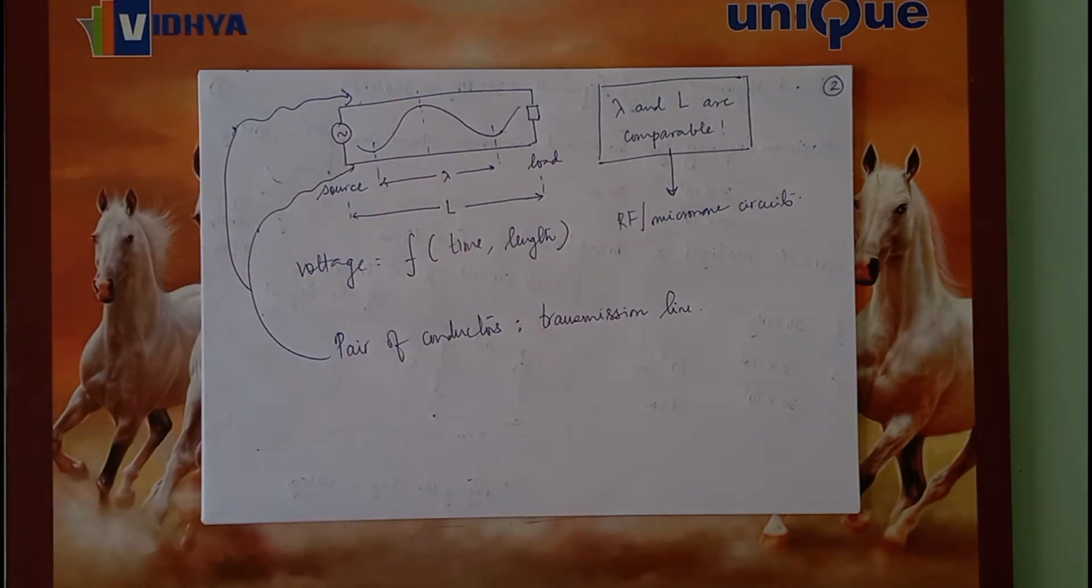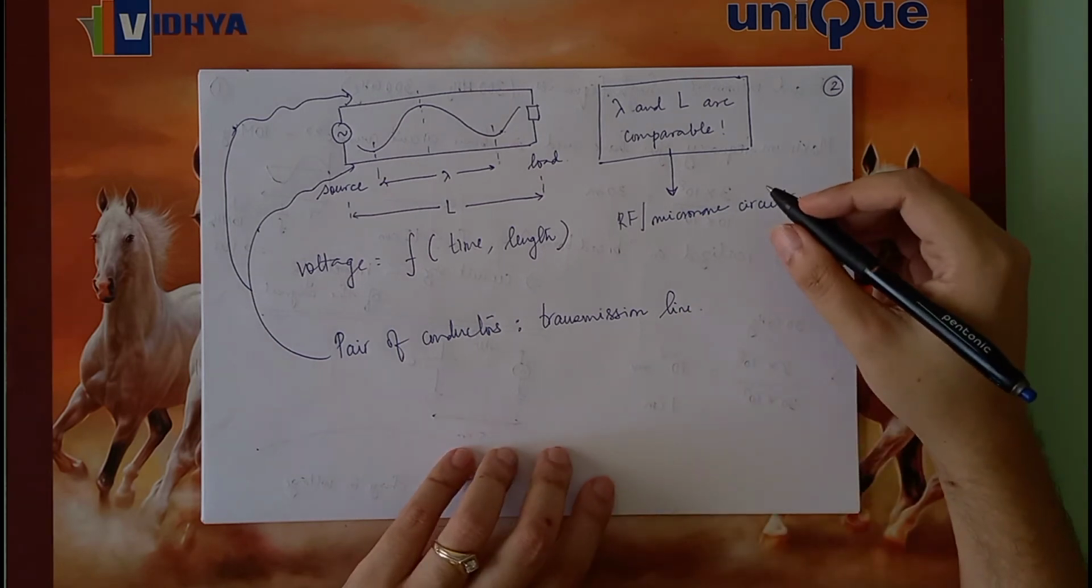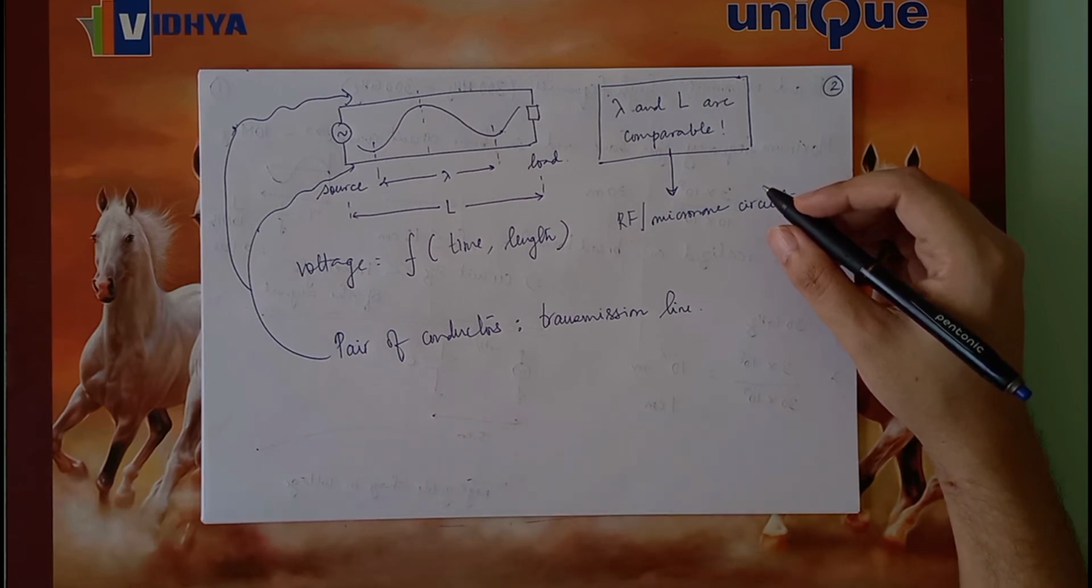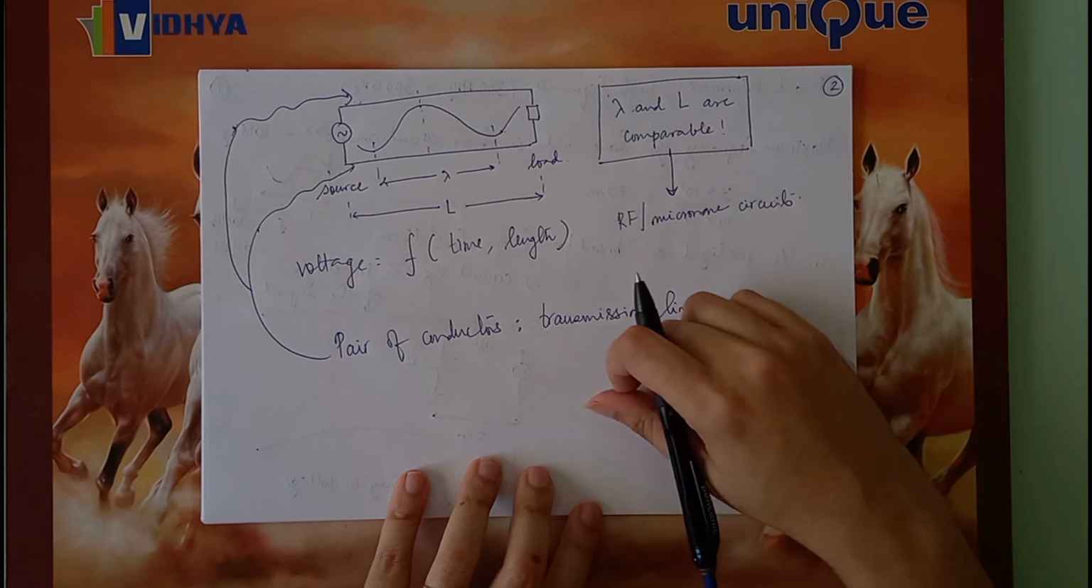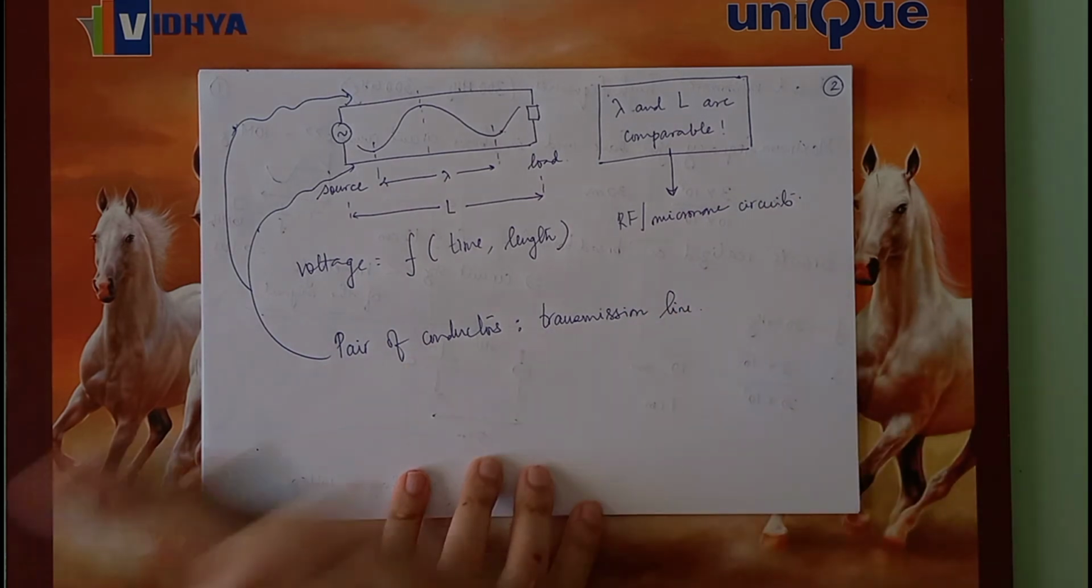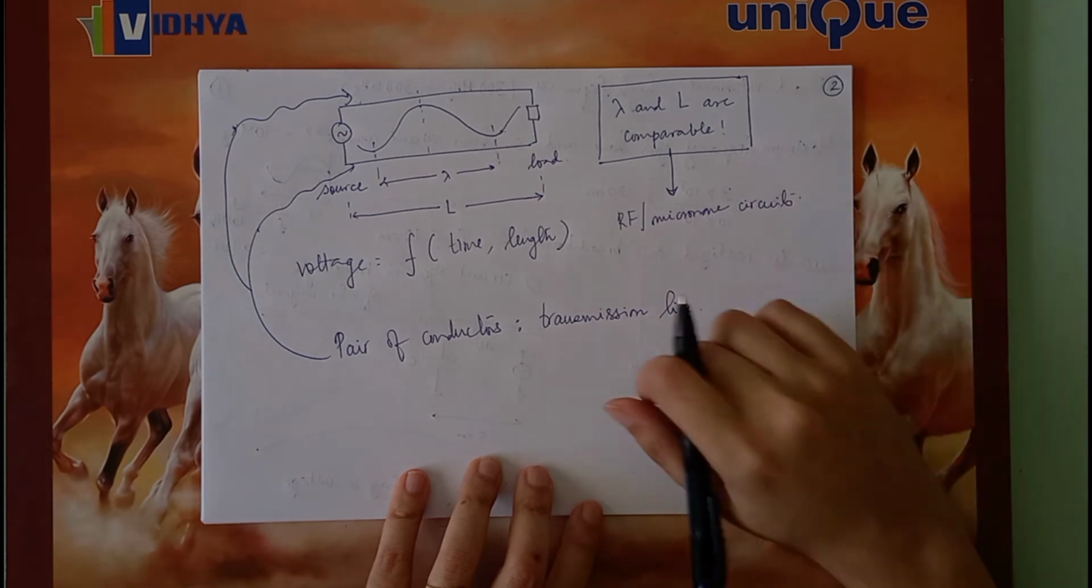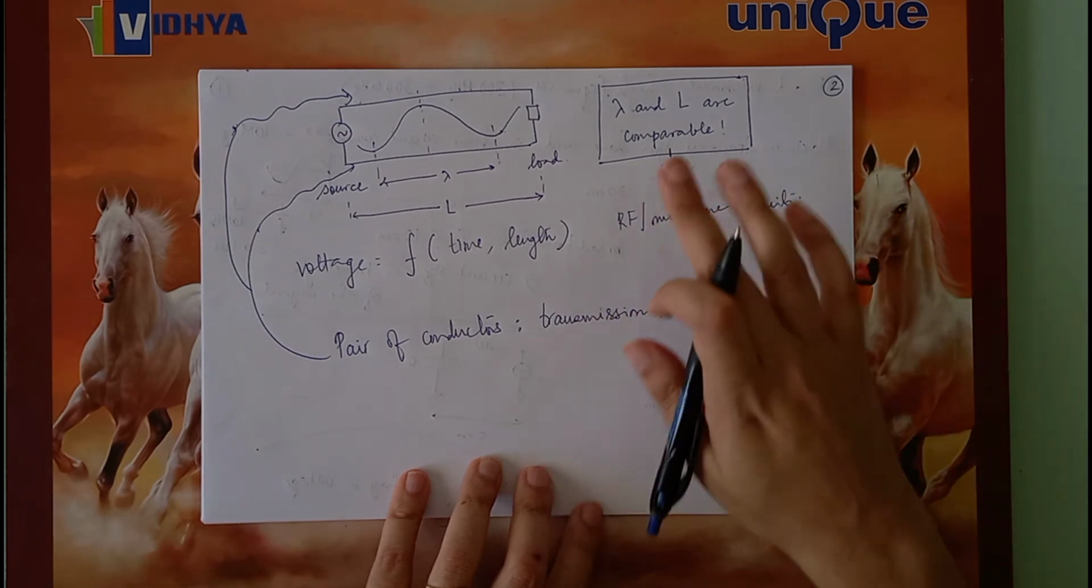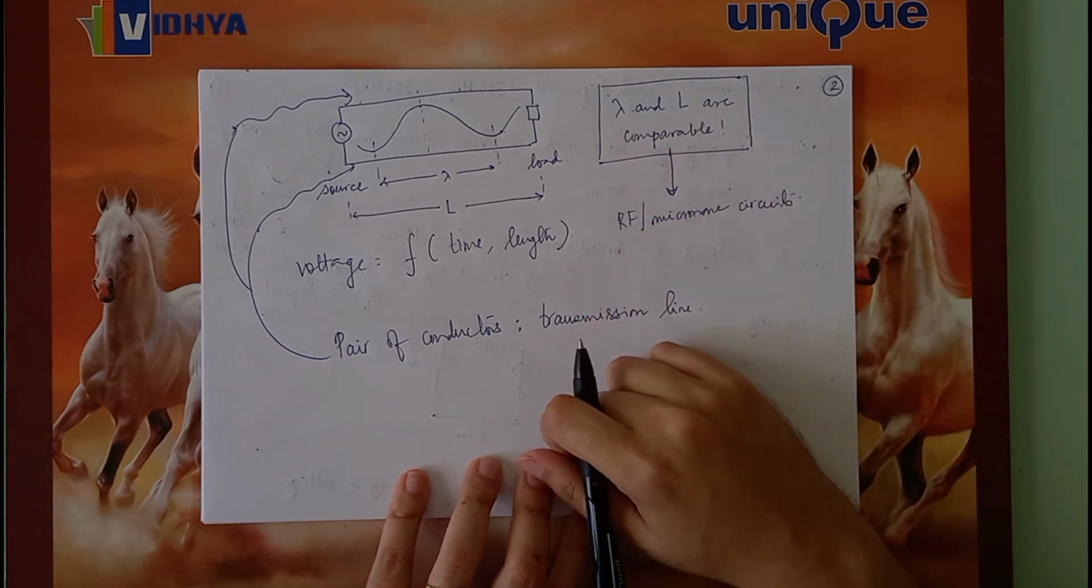So the word transmission line comes from the context of electrical engineering or power delivery systems, where you may have noticed there are big lines which essentially deliver the power from the electric station to our homes for domestic use. Even there, although the frequency is a lot lesser than RF microwave, because the distance is so large, it may so happen that the wavelength and the length of those transmission lines may become comparable.